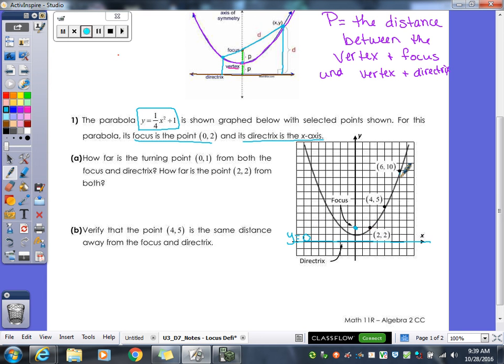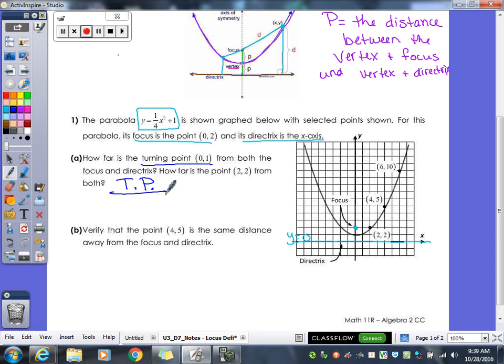And then they pick some points here along the parabola. They want to know how far the turning point, (0, 1), is from both the focus and the directrix. And then they want to know how far the point (2, 2) is from both. Okay, so let's do the first part. Let's start with the turning point.